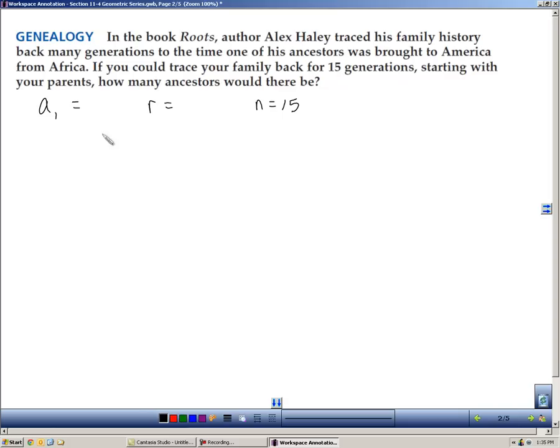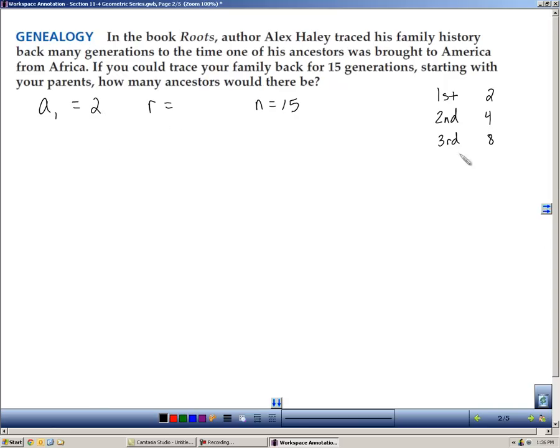Now, finding the first term, if you think about it, the first term is going to be 2 because you have two parents. And then each one of those parents has a set of parents, so that's going to be 4. Then the third term is going to be 8. So this is actually the sequence that we're looking at, 2, 4, 8, 16, and so on. So we know that a sub 1 is going to be 2.